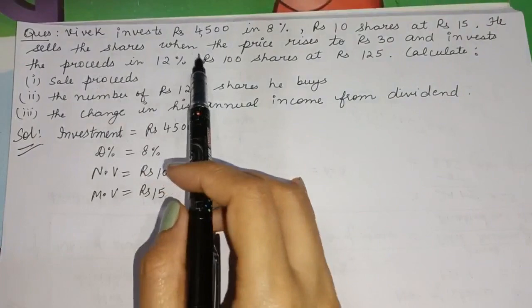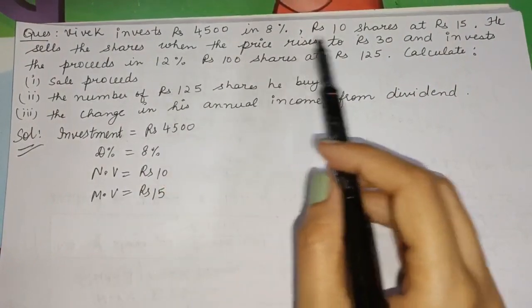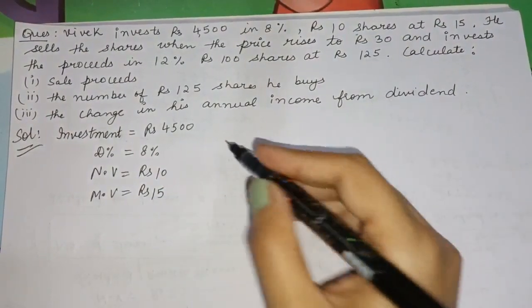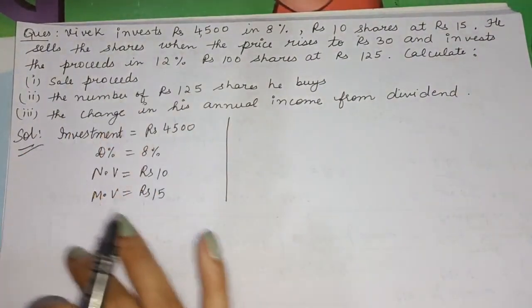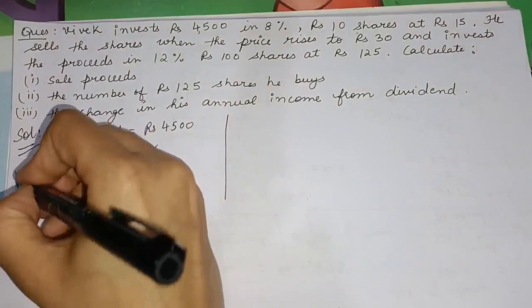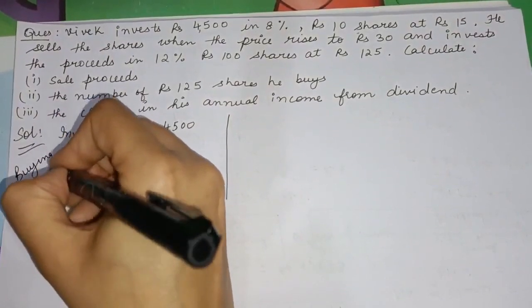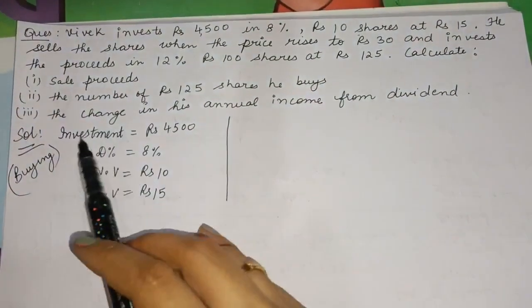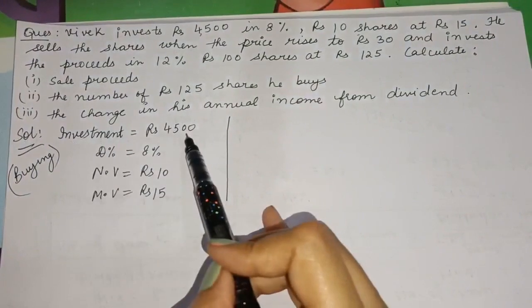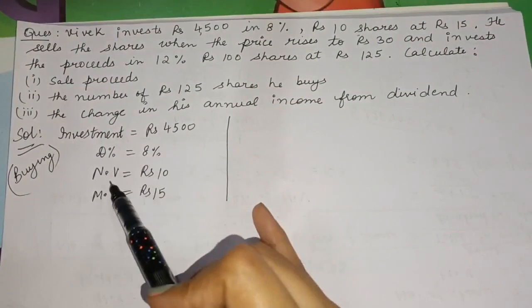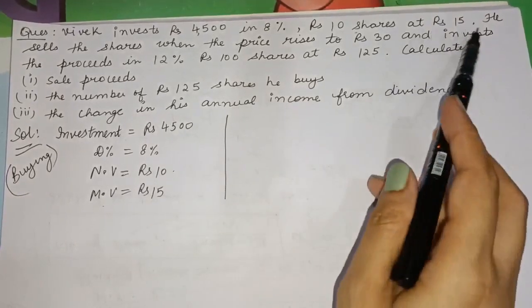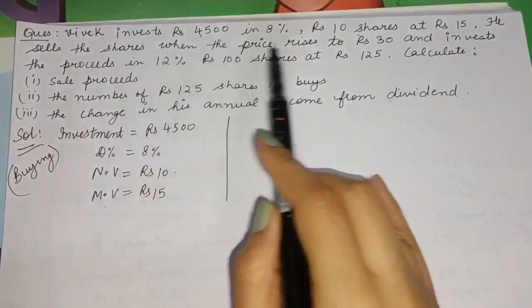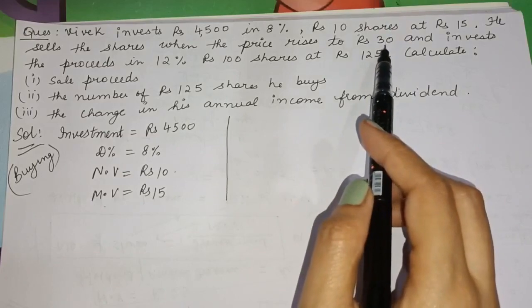He sells the shares when the price rises to rupees 30. So this was part 1, when he is buying. In case of buying, the investment was this, the dividend percentage is this, and the nominal value and market value are this. Now when he is selling, he sells the shares when the price rises to rupees 30.